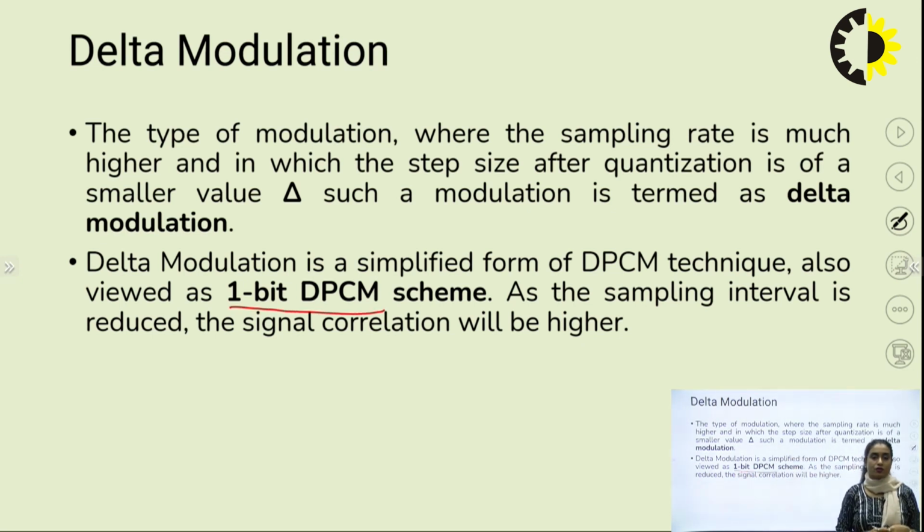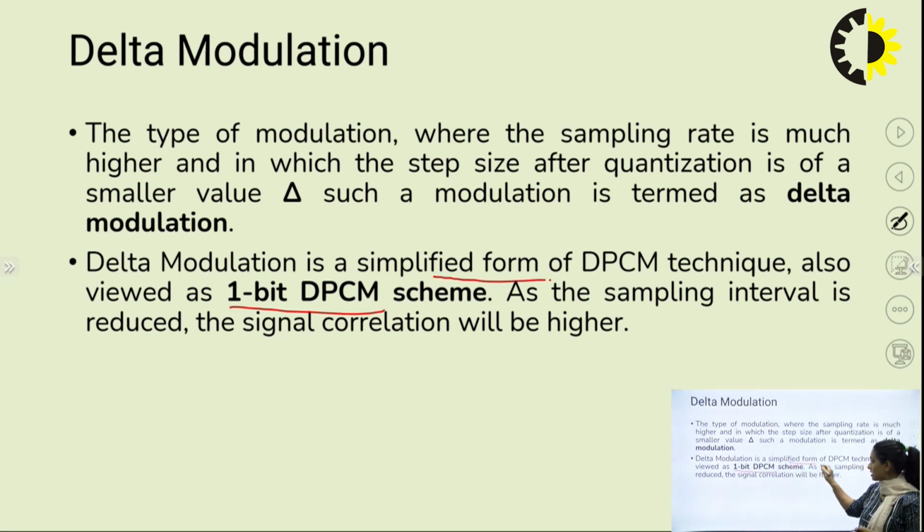Why do we have to go for differential PCM? So that we don't have to produce that many samples. With the help of the prediction circuit, we predict the next sample. But DPCM uses a usual quantizer, that could be a 4-bit quantizer or 8-bit quantizer. But if a DPCM is made to use a 1-bit quantizer, then that kind of modulation is called delta modulation, right?